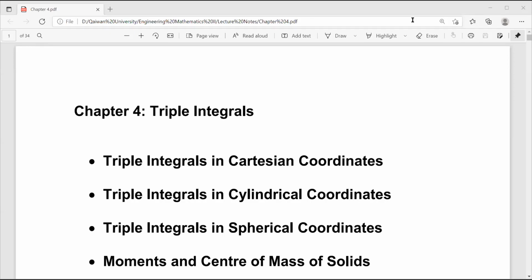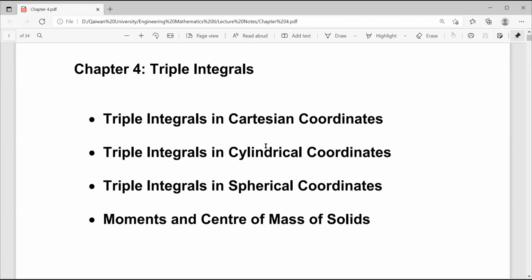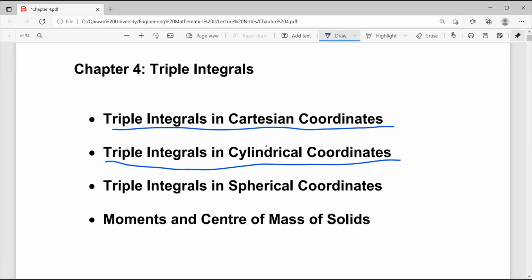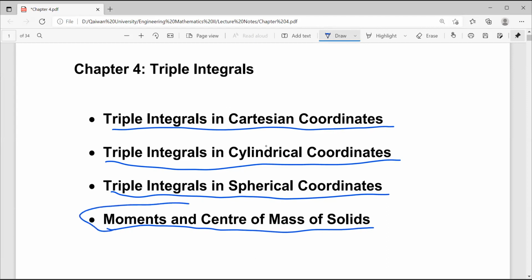In the previous lecture, we finished chapter 3, which is about double integrals. We now have triple integrals. It's a new chapter, all about triple integrals. In this chapter, we talk about these topics: triple integrals in Cartesian coordinates, triple integrals in cylindrical coordinates, triple integrals in spherical coordinates, and also moments and center of mass of solids. Here, the last part is the application of triple integrals.